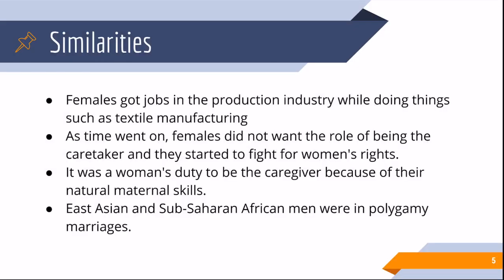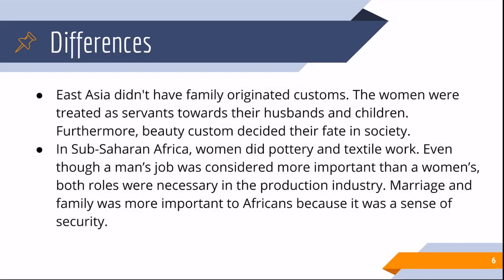The similarities between these two places were that females got jobs in the production industry, doing things such as textile manufacturing. As we went on, females did not want the role of being the caretaker, and they started to fight for women's rights. It was a woman's duty to be the caregiver because of these natural maternal skills. In East Asia and Sub-Saharan Africa, men were in polygamy marriages. The differences were that East Asia didn't have family-originated customs, but rather the women were treated as servants towards their husbands and children. Furthermore, the beauty custom decided their fate in society.